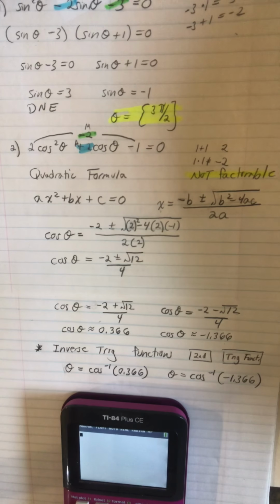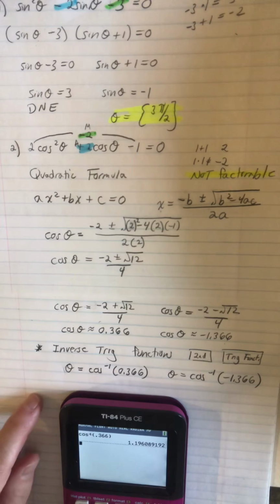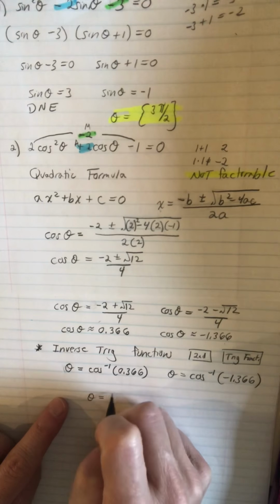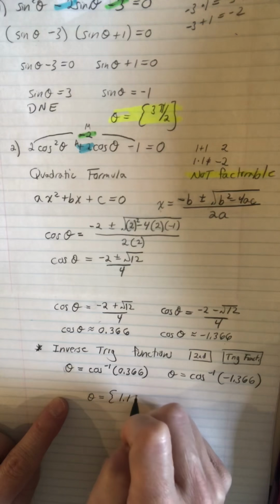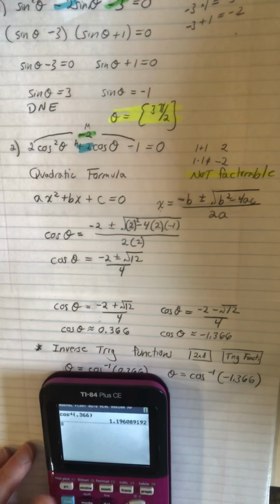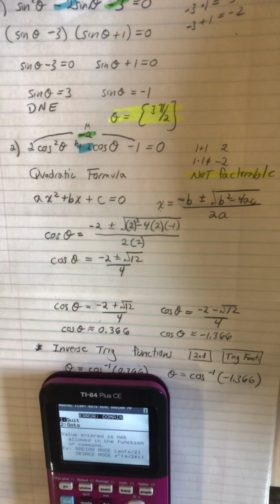So now let's put that in our calculator. I'm going to do second cosine, which gives me inverse cosine, 0.366. Now it's going to give me my answer in radians. And my first answer would be theta is 1.196, everything to 3 decimal places. So here, one of my answers is theta is 1.196, comma. My other answer, I'm going to do second cosine -1.366. And what's up? I got a domain error.